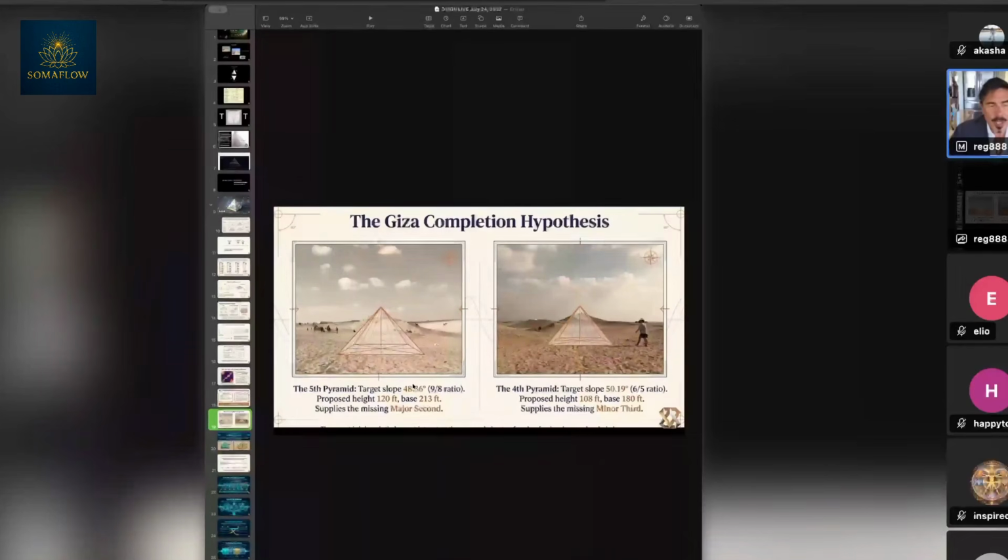So each one would represent 2 notes. So this would be the minor third and the major second. And the major second pairs with the minor seventh, and the minor third pairs with the major sixth. And that would be the slope angles. And I believe that's kind of what we're going to find when we finally get that place excavated, even though these are damaged pyramids.